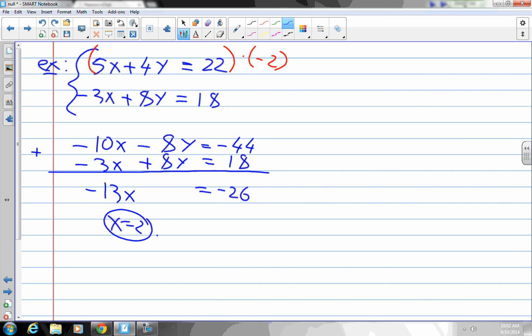Much easier than what we just went through by solving with substitution. When you get all the fractions, it was kind of painful. But here you make them the same and then you kill them. So you have to make one variable line up. Is that okay? How do we find the y?